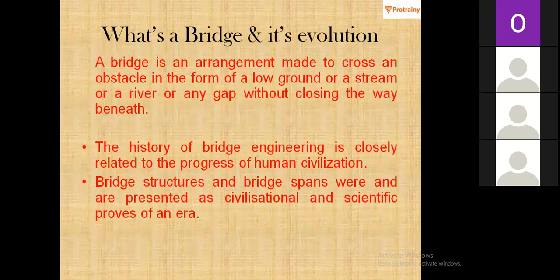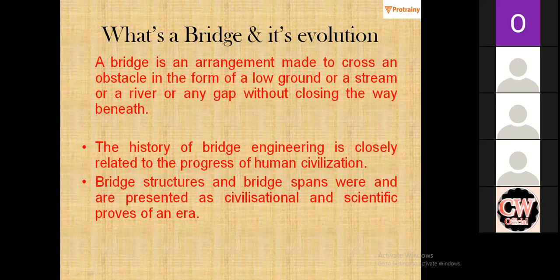So now a brief description about what a bridge is and its evolution up to the present. A bridge is an arrangement made to cross an obstacle in the form of a low ground or a stream or a river or any gap without closing the way beneath. So this is just a definition.